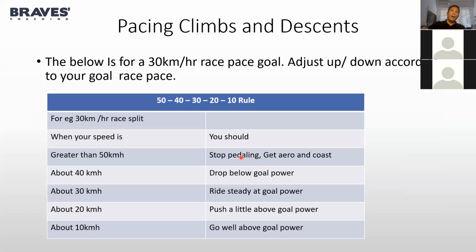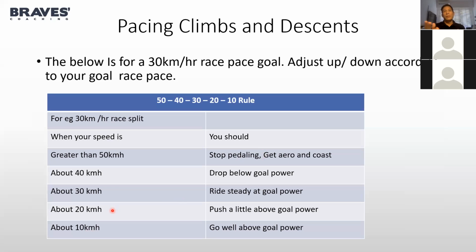pedaling and get aero. Okay, this is because power and aerodynamics have a cubic relationship. So when you're going fast, you're pushing against a lot of wind, right? You have to generate a lot more power to go only a little bit quicker. So really no point, okay? Whereas if you're on a gentle climb going about 20 km an hour, then you can push a bit.